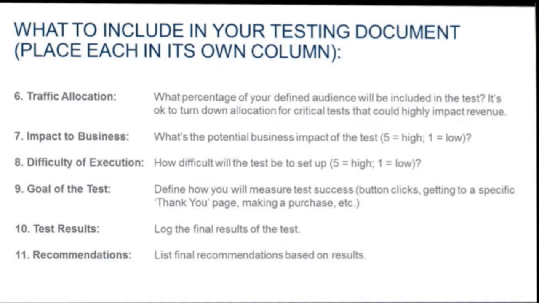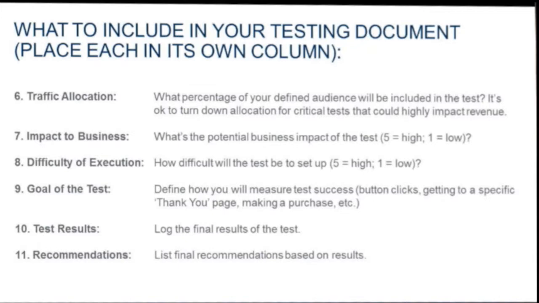Number 7 and number 8, impact to business, difficulty of execution. So I would just rank a particular test. If you think it's going to have a high impact to the business, give it a 5. Low impact is 1. Difficulty of execution, 5 is high, 1 is low. So as you get more and more tests, and you can imagine if you've got a spreadsheet and you've built out 50, 60 tests, now you can sort to prioritize your tests.